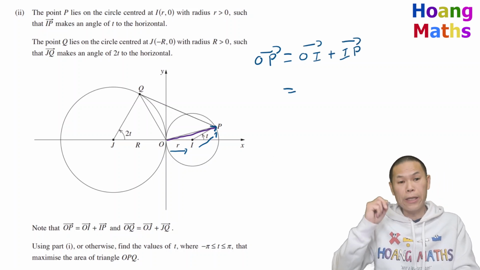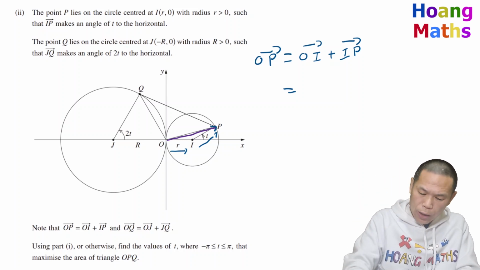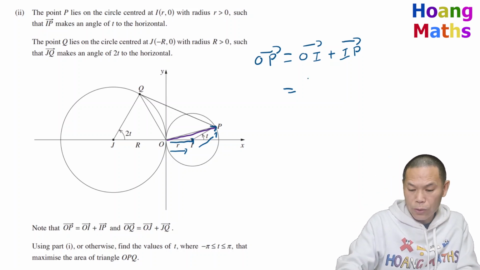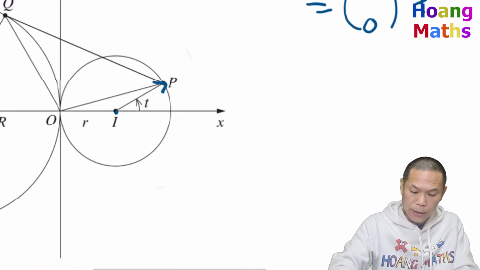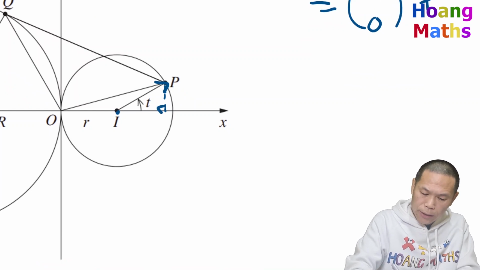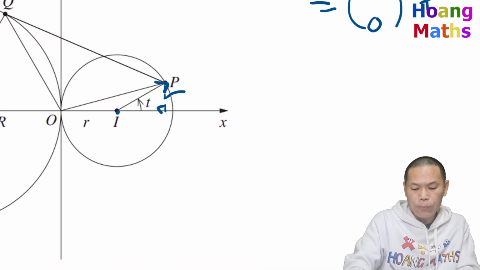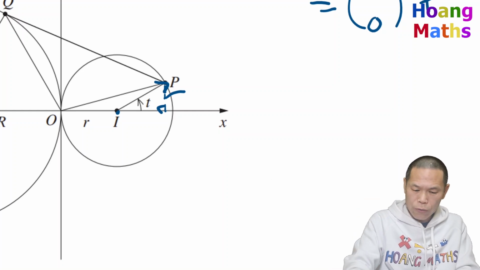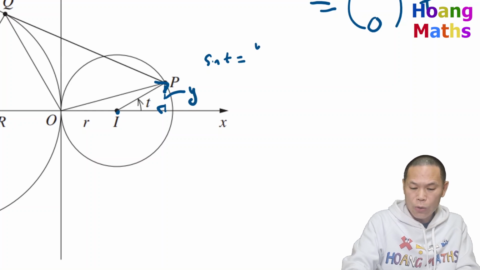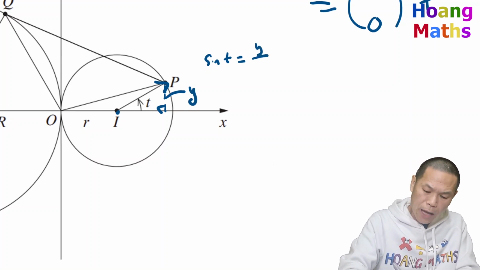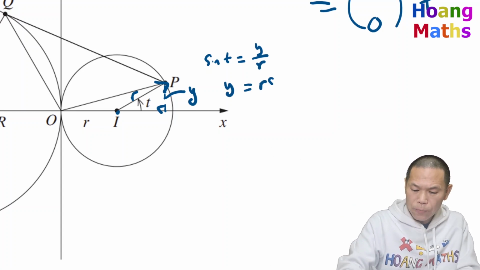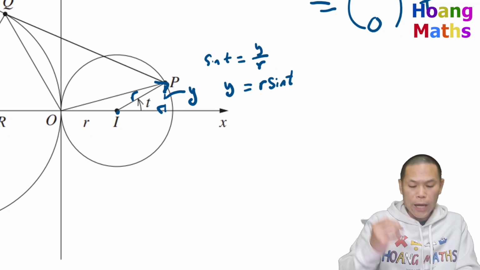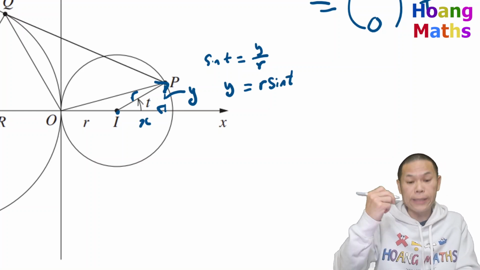OI is R0, because this vector here is R0, and we add IP. Now IP here is this. We know that this is T, and this is the Y component. Opposite over hypotenuse, so if you think about it, sine of T is Y over the hypotenuse, and this is R, the radius of the circle. So Y over R, so Y is R sine T. And where is this X component? This component here, adjacent over hypotenuse.